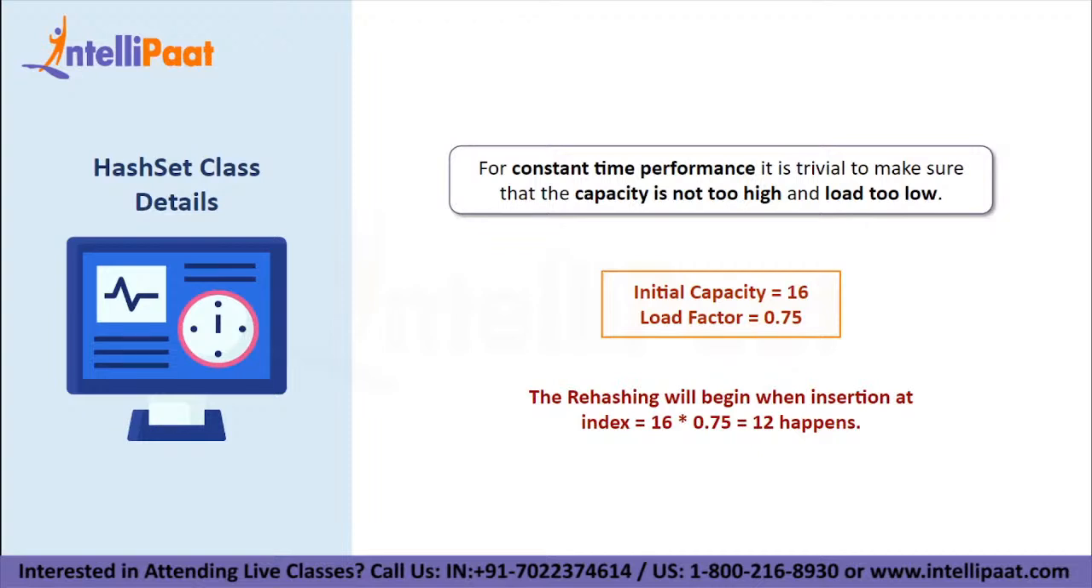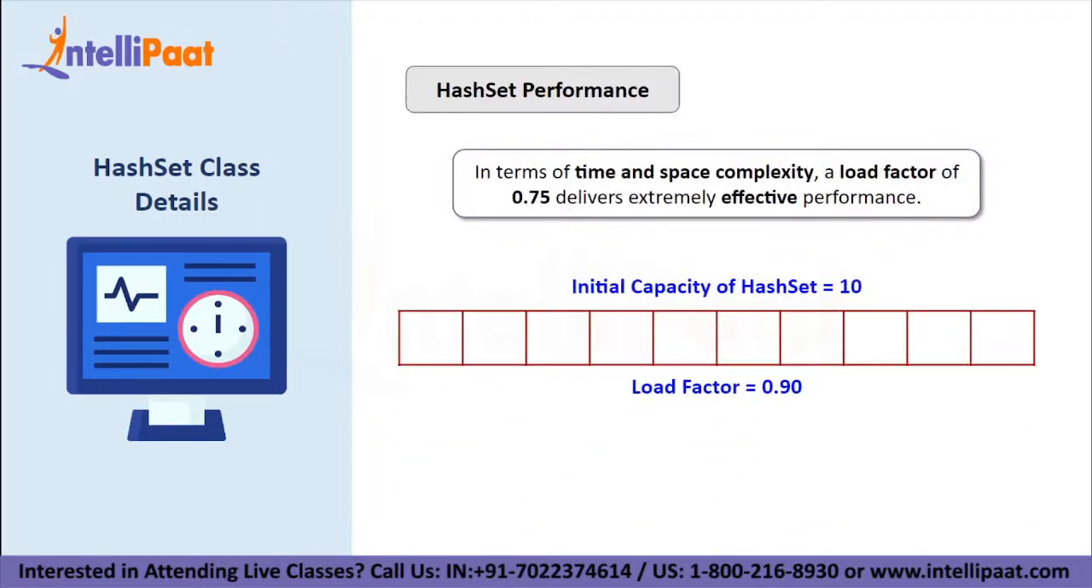Moving forward, we'll understand the effect of capacity and load factor on HashSet's performance. The load factor and initial capacity are two major aspects that influence HashSet performance. In terms of time and space complexity, a load factor of 0.75 delivers extremely effective performance. If we increase the load factor above that, the memory overhead will be decreased since the internal rebuilding procedure will be minimized. But that will for sure affect operations such as add and search.